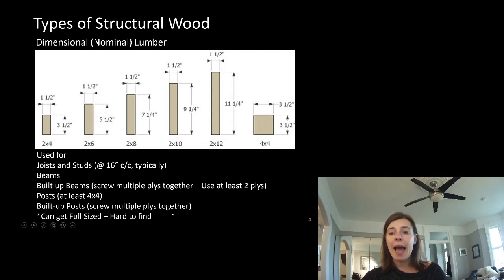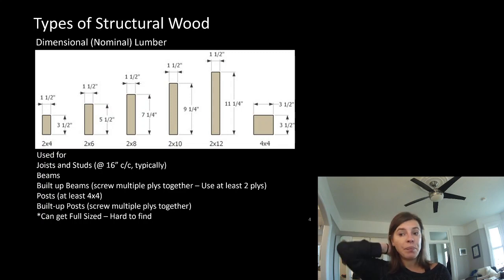You can get full-size lumber, so that would be an actual 2 by 4, an actual 2 by 6. You often have to go directly to a mill to get them. For my dock at my cottage, we were up north and found a mill and actually got full-size lumber, so an actual 2 by 4 construction to build the system.